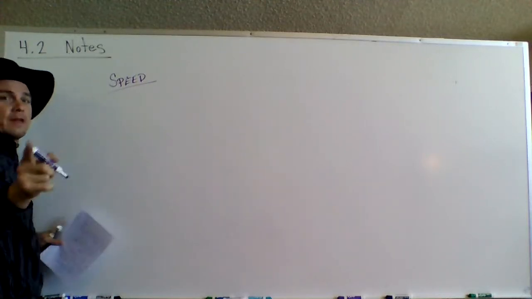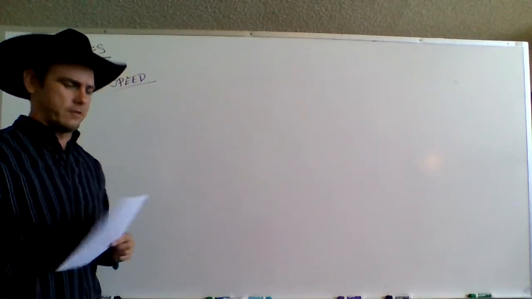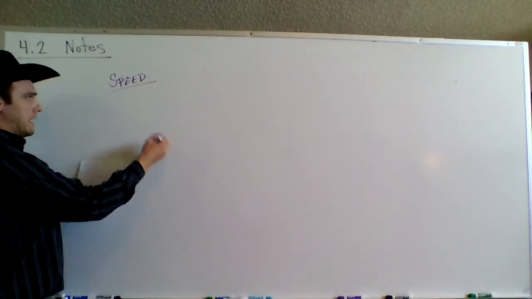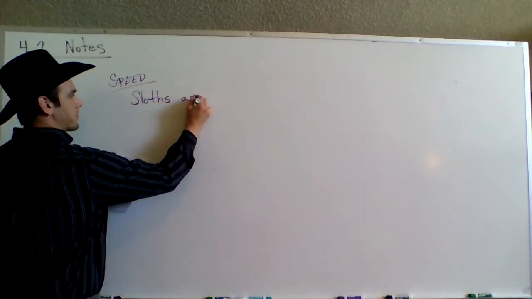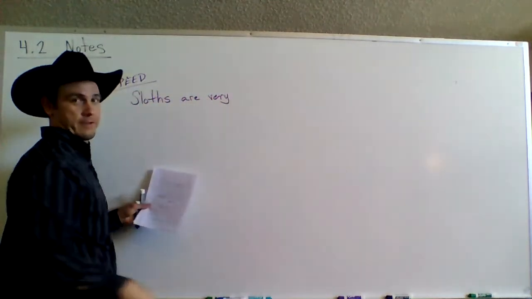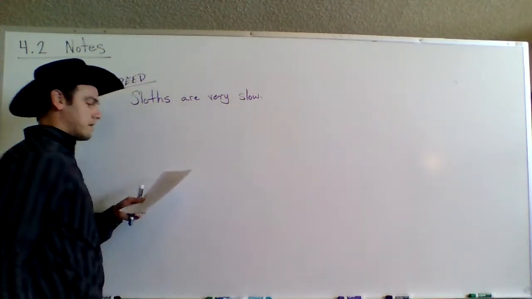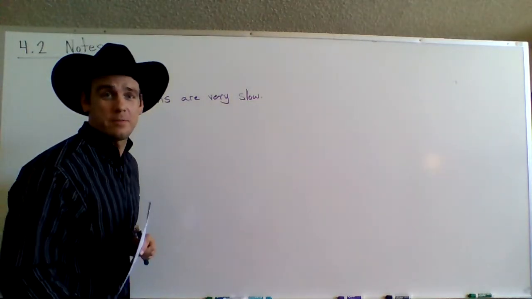Do you guys know sloths are the slowest animal on Earth? Or maybe mammal, one of the two. Either animal or mammal, I don't know. Sloths are very slow, we'll put it that way. They're the slowest of something. Okay? Their top speed has been recorded at 0.15 miles per hour.